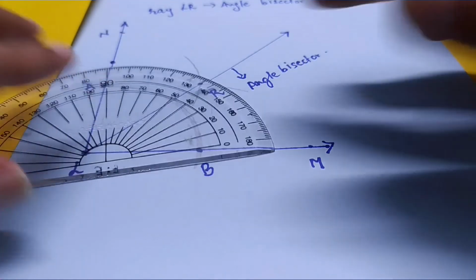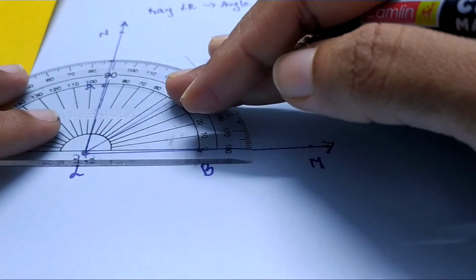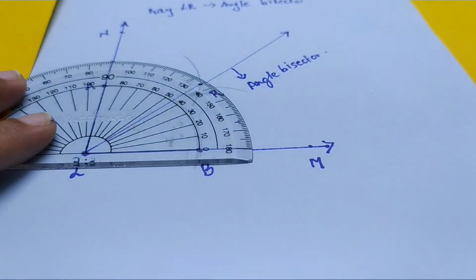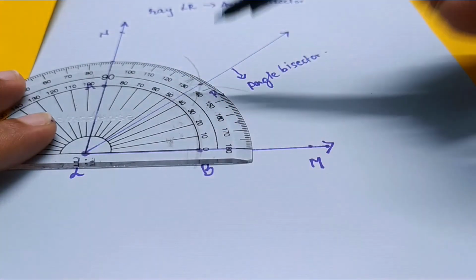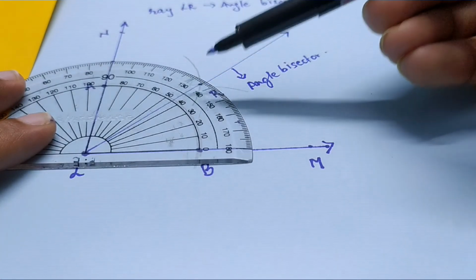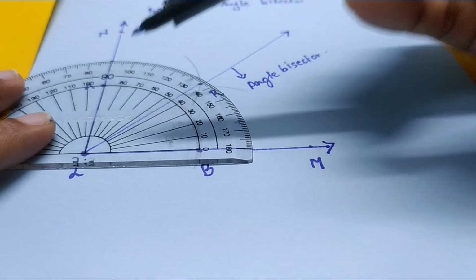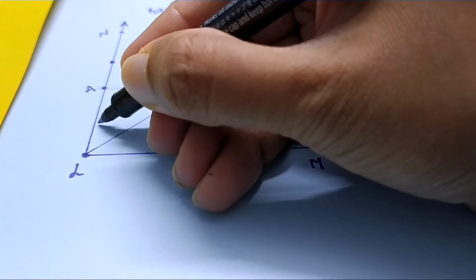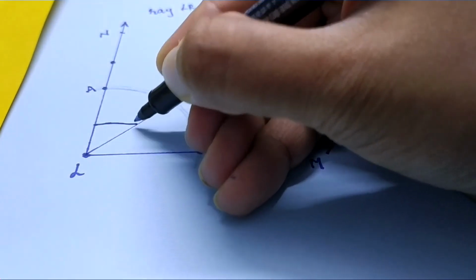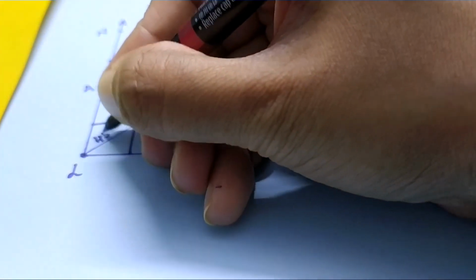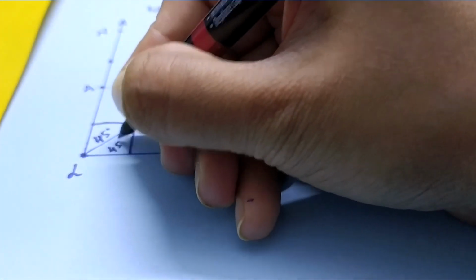Now you place a protractor and you have a look at it. If you notice, this is 90 degrees and this is exactly at 45 degrees. So you have half the angle and another half the angle. The total is 90 degrees. And this is 45 degrees and this is 45 degrees.